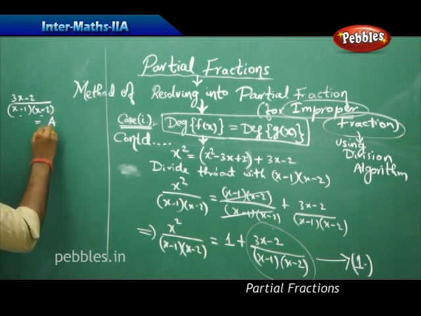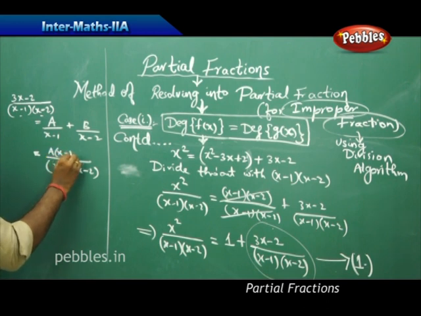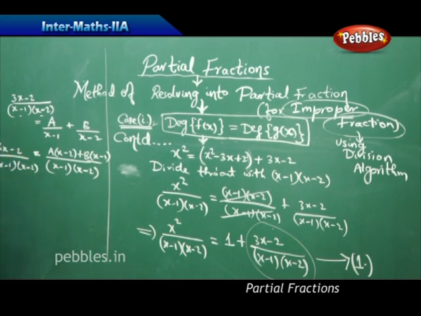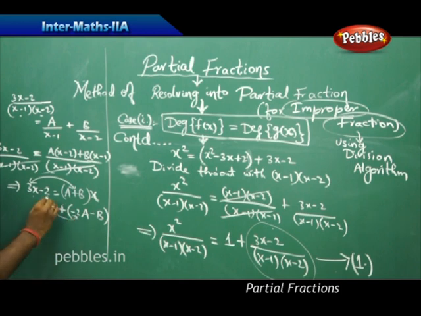This can be split using a by x minus 1 plus b by x minus 2, which on LCM gives me x minus 1 times x minus 2, that is a times x minus 2 plus b times x minus 1, that is 3x minus 2 by this equals this, which on further simplification, with the denominators cancelled, gives 3x minus 2 is equal to, taking all x terms common, a plus b times x, and this is minus 2a minus b. Now equating the like coefficients, I get this equals this and this equals this. So therefore, equating the like coefficients, a plus b is 3 and 2a plus b is 2.